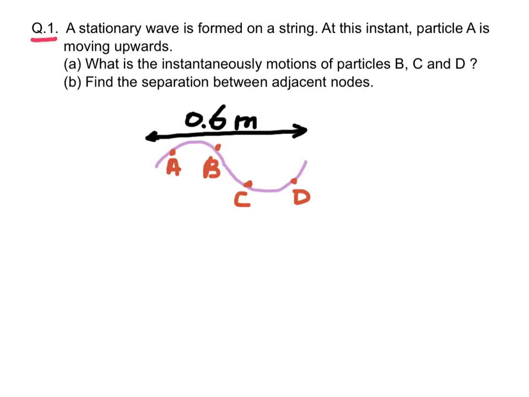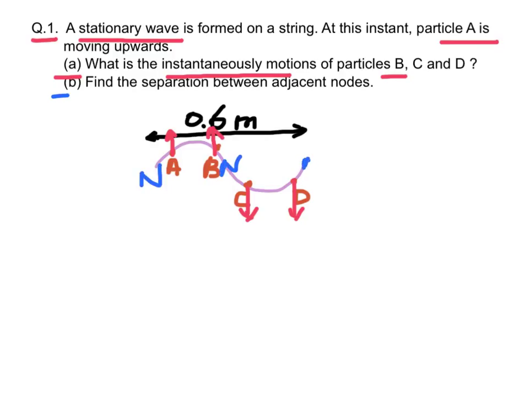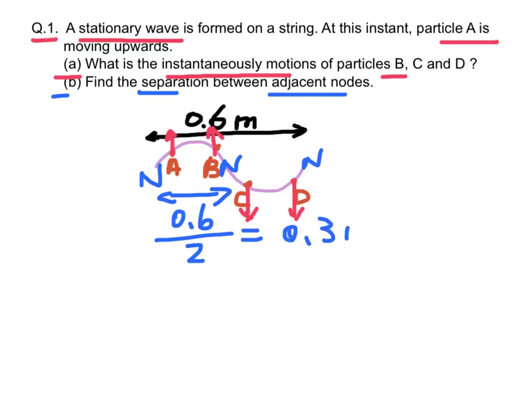Question 1. Part A. This is the stationary wave. At this moment, if particle A is moving upward, then the instantaneous motion of particle B will be upwards, and C and D will be moving downward. For part B, there are 3 nodes here. The separation between adjacent nodes will be equal to 0.6 over 2, which is 0.3 meter.